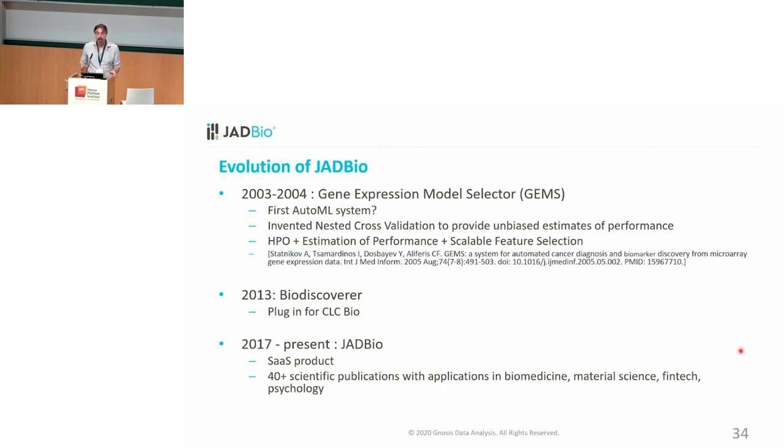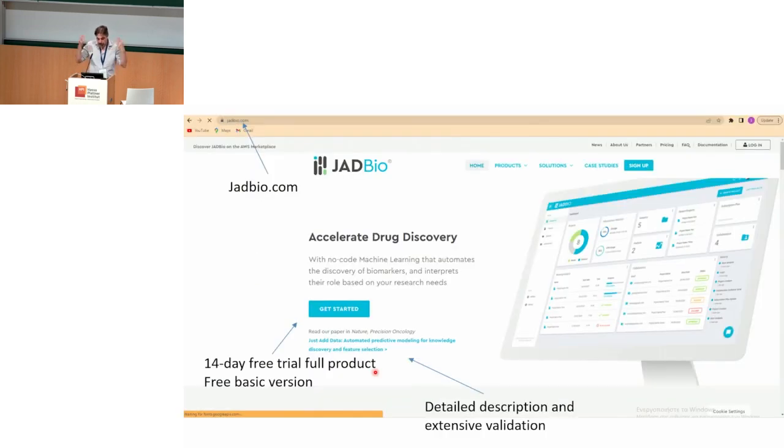unbiased estimates of performance. For the history, if you know a system like that that comes earlier, please let me know so I can properly quote it. Then we developed BioDiscoverer, which was a plugin for another tool, and then JADBio was a third generation product, and now it has led to more than 40 scientific publications with discoveries from that. This history also tells you how bad I am at marketing things, right? Because I didn't coin the AutoML term, which is pretty good for popularizing all this.